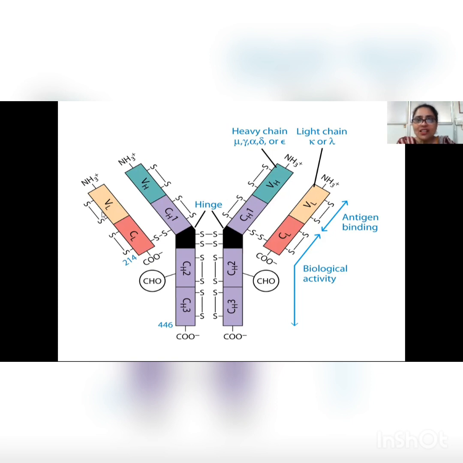So remember, these variant regions are very important, and the heavy chain has a variant region and the light chain has a variant region. This variant region is the binding site, while the other portions of the immunoglobulin, the constant portions, and all these, remember, are joined together by disulfide bonds.